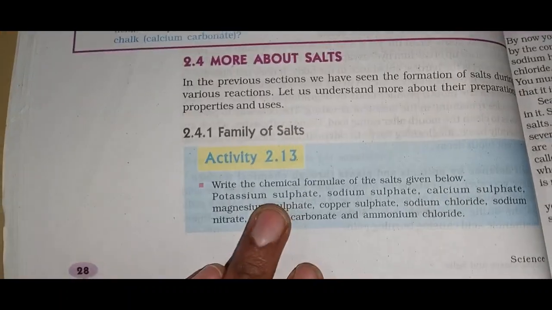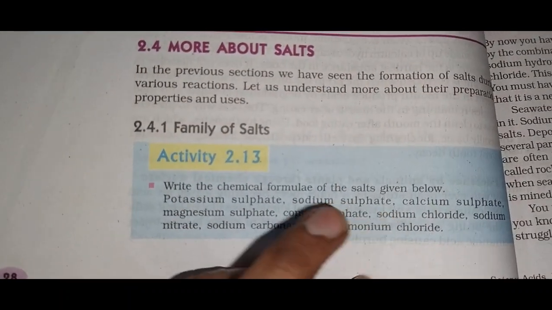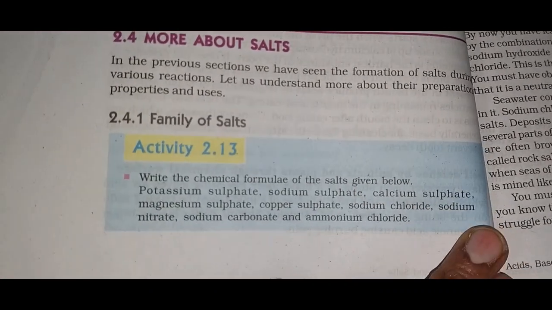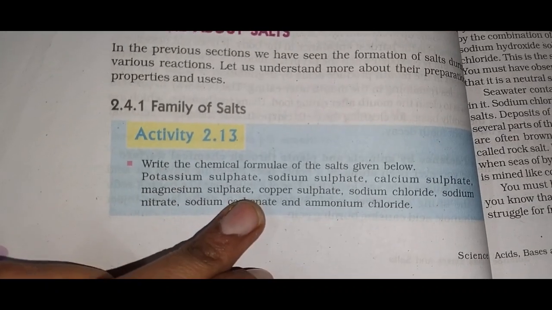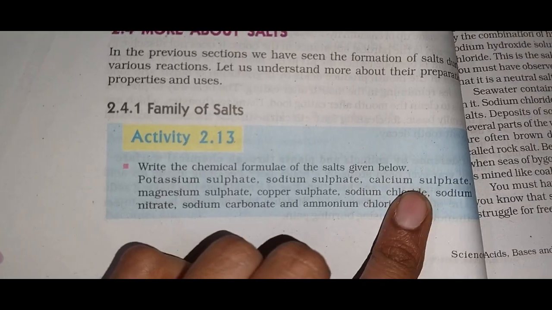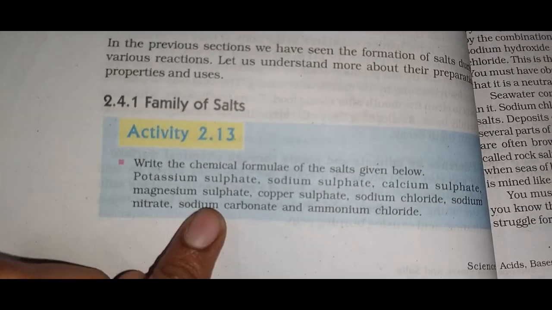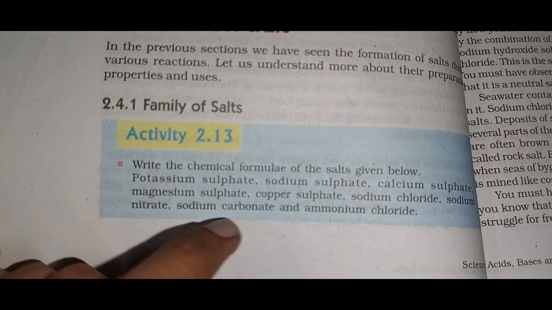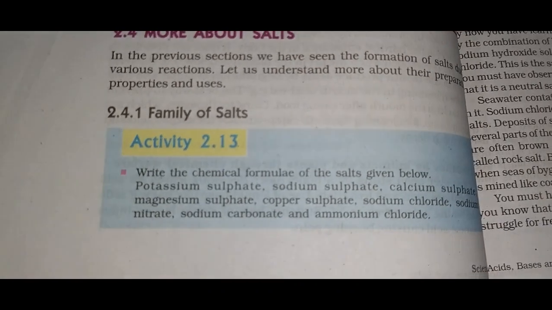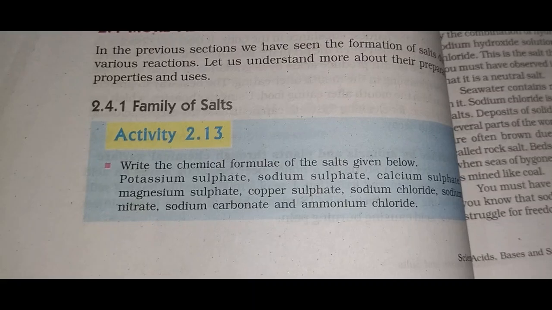We can see the acids and bases from which they are formed also. Potassium sulfate may be from sulfuric acid and potassium hydroxide. Sodium sulfate from sodium hydroxide and sulfuric acid. Calcium hydroxide and sulfuric acid, magnesium hydroxide and sulfuric acid, copper hydroxide and sulfuric acid. Sodium chloride from sodium hydroxide and hydrogen chloride, sodium nitrate from sodium hydroxide and nitric acid, and sodium carbonate from sodium hydroxide and carbonic acid.